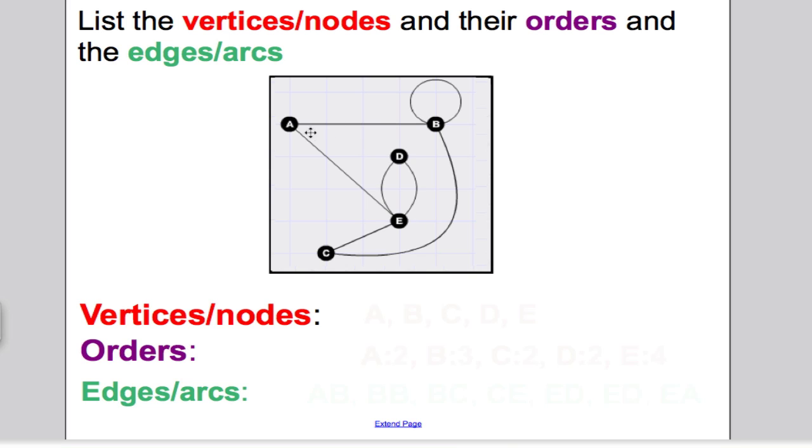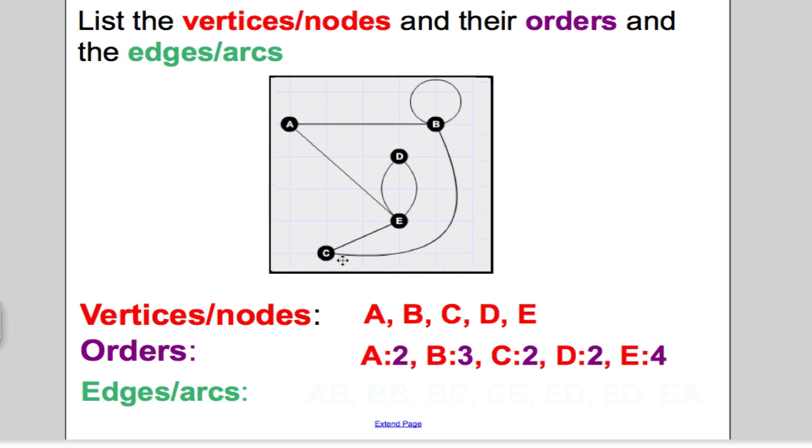Okay, what are our vertices? Well, A, B, C, D and E again. What were the orders? 2 coming out of A, so 2. 1, this 1 coming out of B, this looped one, and 2, 3. So A was 2, B was 3, C was 2, E had 1, 2, 3, and 4, and D had just 2 coming out of it.